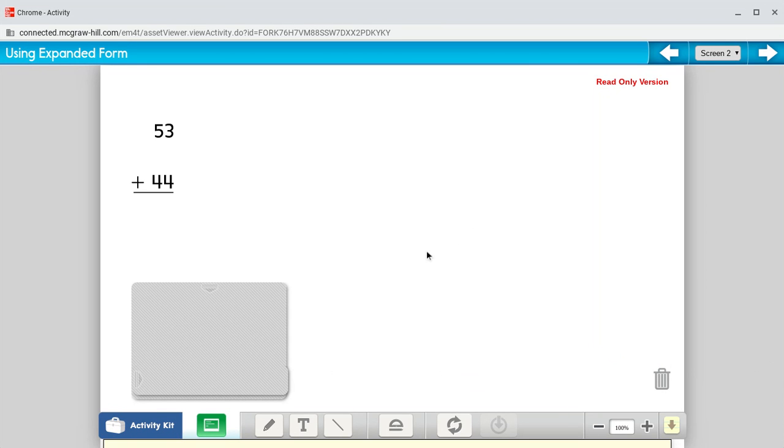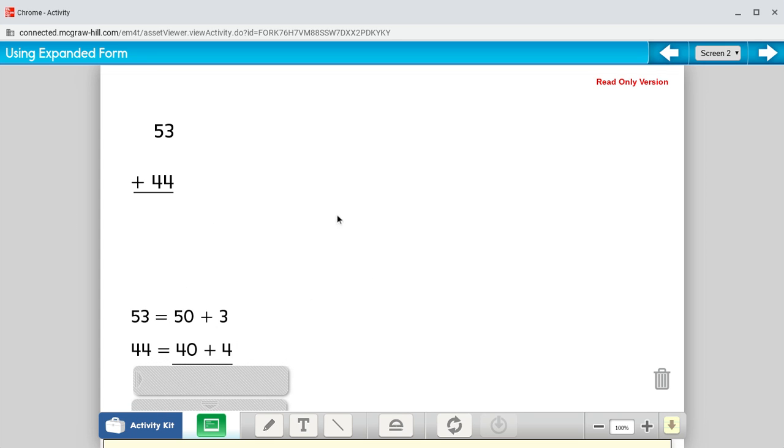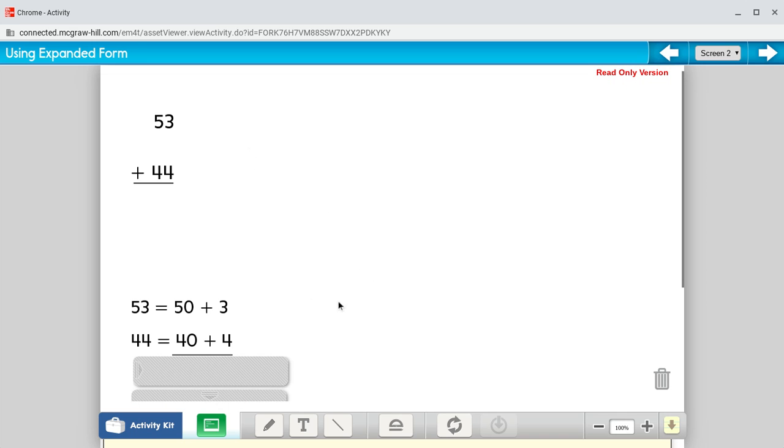All right, guys, so here are our two numbers from our math message, 53 and 44. We broke those into their expanded form. We had 50 plus 3 and 40 plus 4, right? So we have our 53 right there. We have our 44 right there, right? So now we're going to bring that down. How can we use that to help us come up with the answer, right?